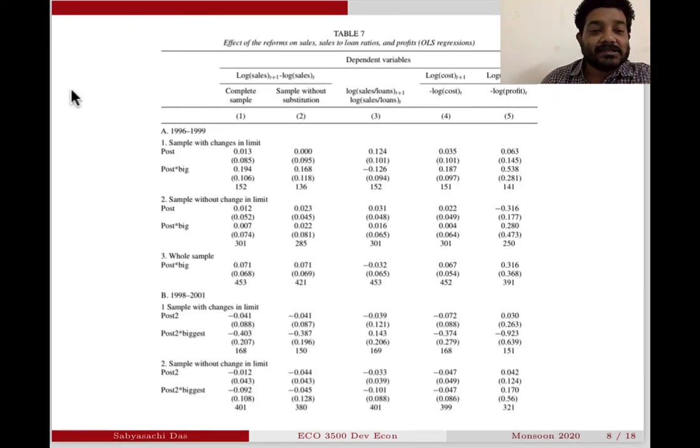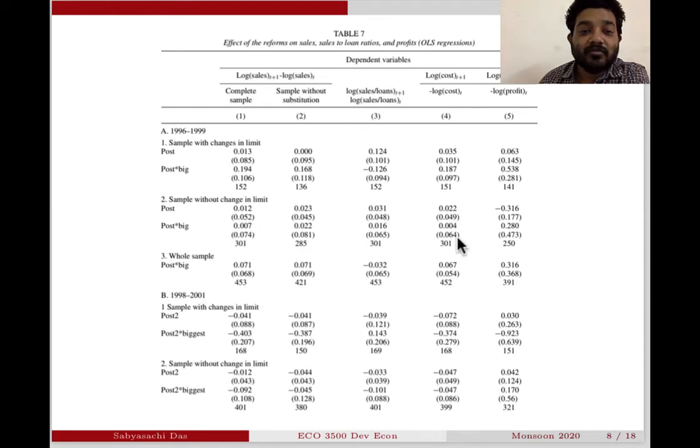Let's look at the sales. Let's look at this row, and then we'll see separately for the firms for whom the credit limit was changed versus not changed. If you look at the log sales, column 1, you see that the sales increased by 7 percentage points. It's noisy because the standard error is pretty high, so it's not statistically significant. But if you separate it out for firms for whom the credit limit was changed versus not changed, you see that the effect is pretty strong for the firms for whom the credit limit was changed. The growth rate in sales increases by 19 percentage points in the post period. For the big firms that did not go through any change in limit, there was no effect.